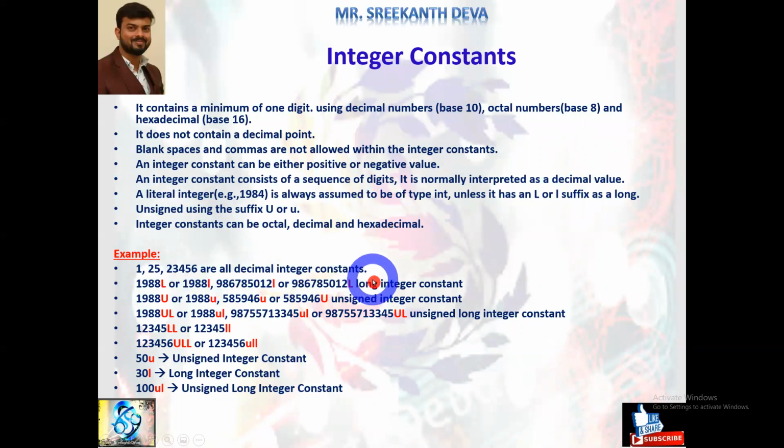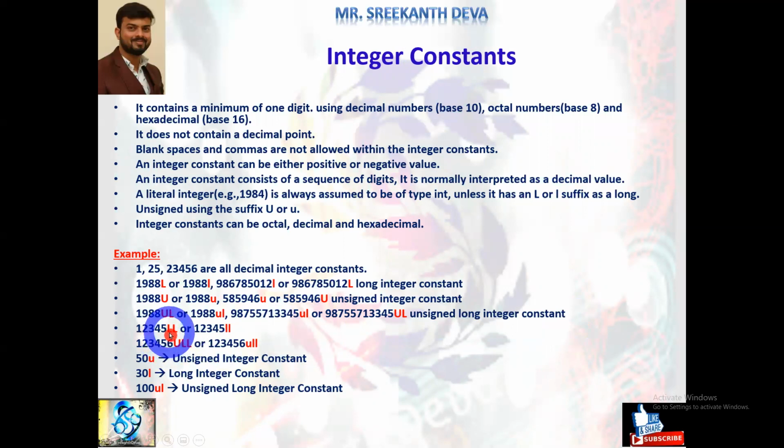Here 1988 with the suffix capital L or small l is a long integer constant. If a number has the suffix capital U or small u, that represents an unsigned integer constant. A number with the suffix capital UL or small ul represents an unsigned long integer constant.